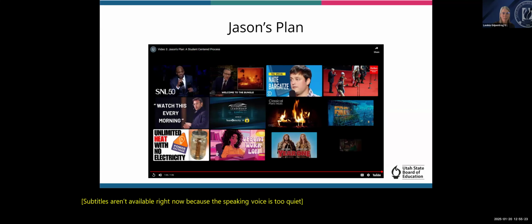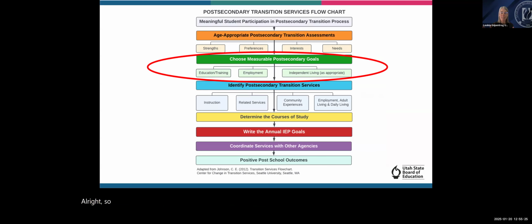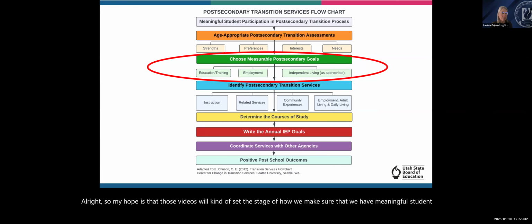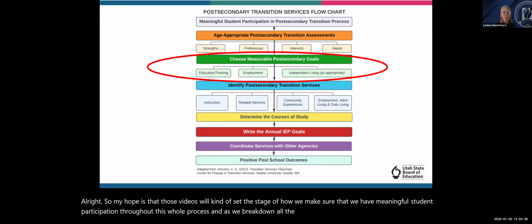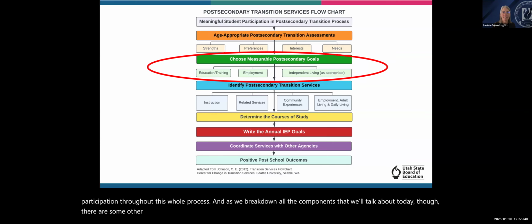All right, so my hope is those videos will set the stage of how we make sure that we have meaningful student participation throughout this whole process. And as we break down all the components that we'll talk about today, there are some other Jason videos so that you can see how, again, he is involved in that process and all of the different sections or components of the transition plan.